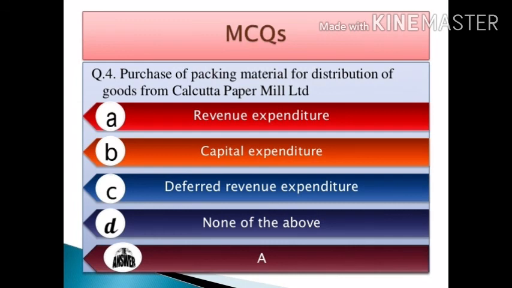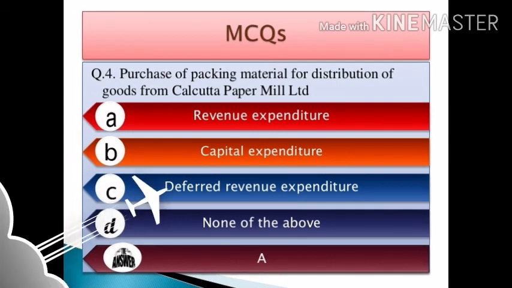Next, question number 4: purchase of packing material for distribution of goods from Calcutta Paper Mill Limited. So revenue expenditure, capital expenditure, deferred revenue expenditure, none of the above. So the right answer is A, that is revenue expenditure.